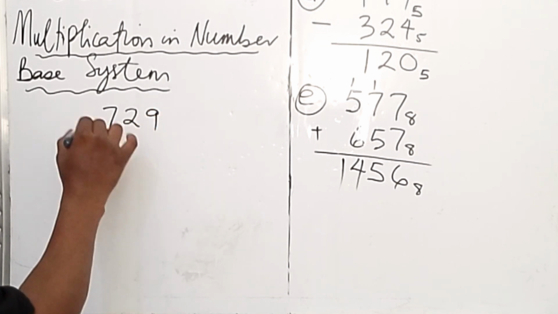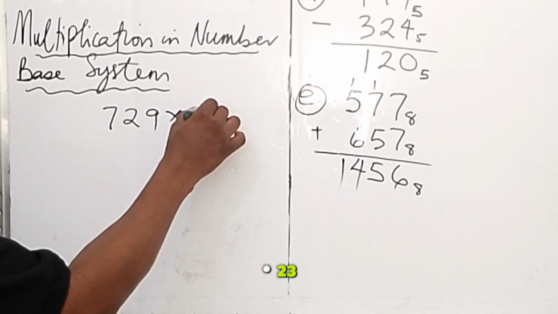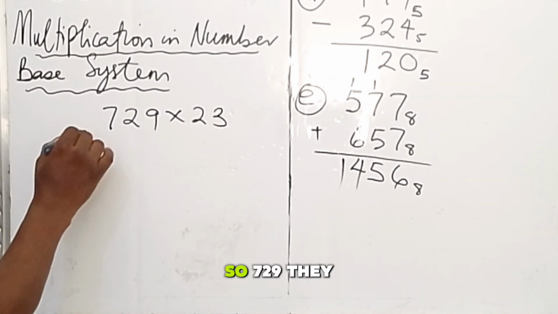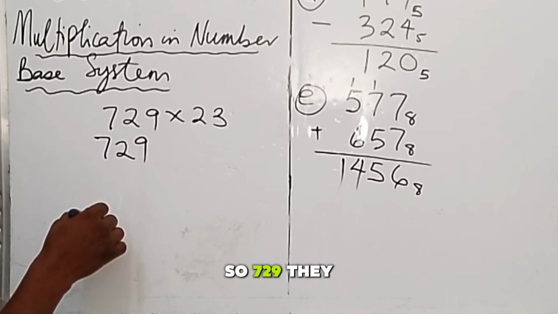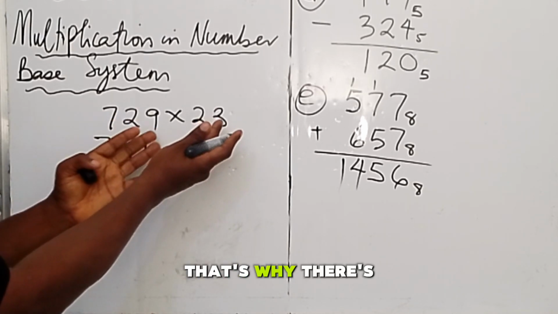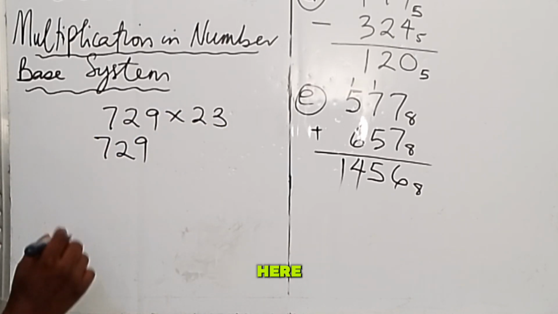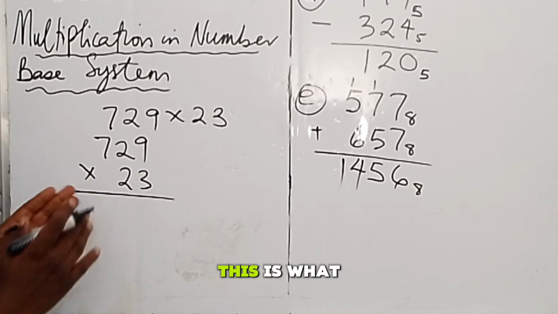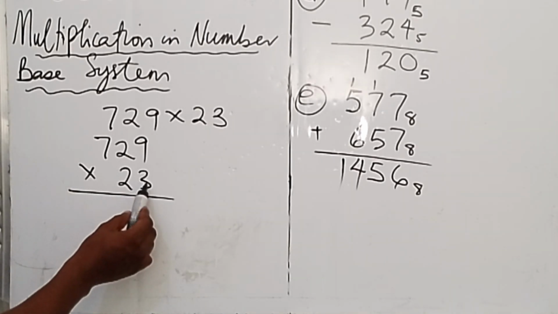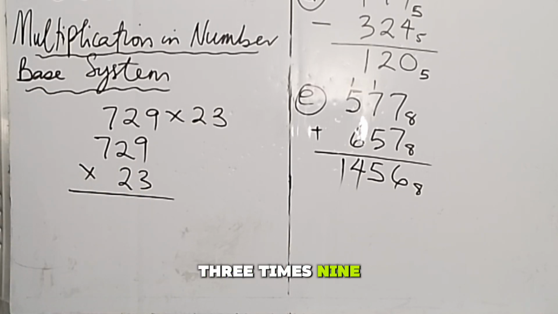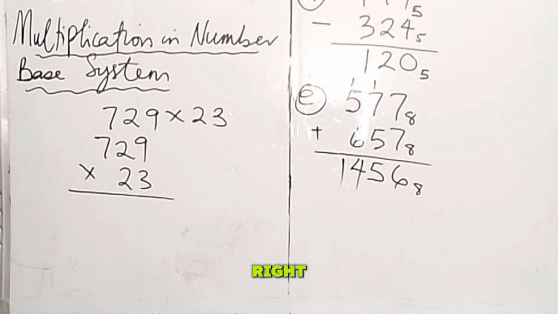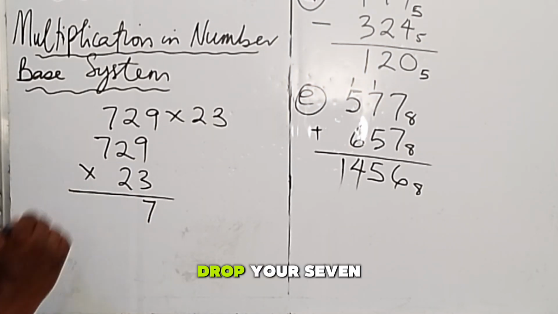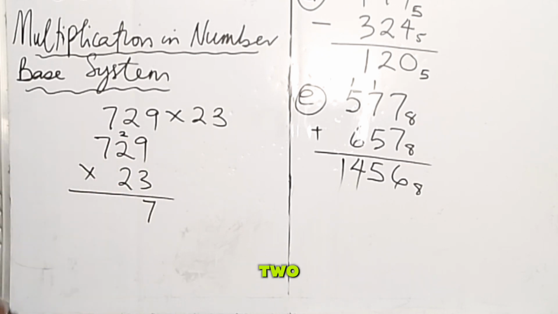So for randomly picking numbers, I have 729 times 23. They're all in base 10, mind you. That's why there's no subscript attached here. So this is what you've been doing. 3 times 9, that's a 27, right? You drop your 7 and you carry 2 because you are counting in base 10.